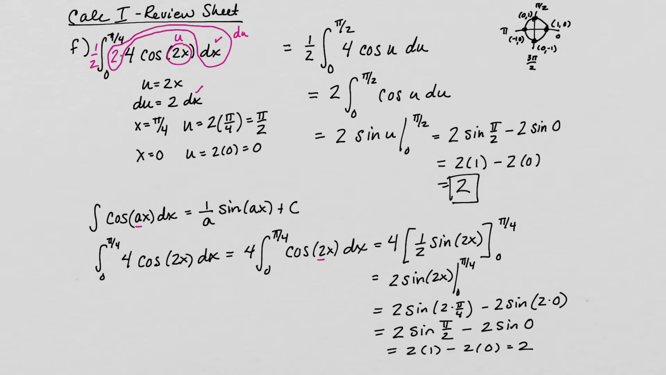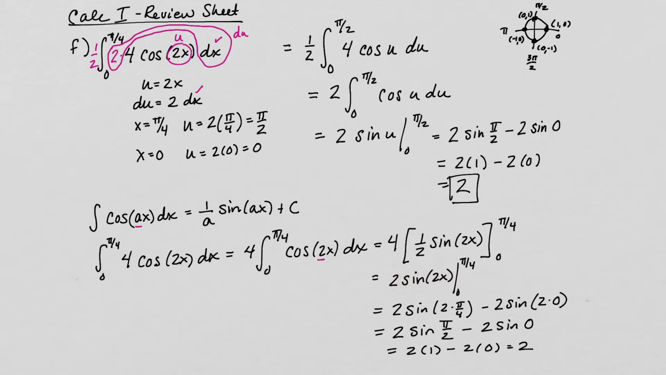So I personally use this, and I usually don't even write this step or this step. I kind of jump right from here to here, just because in my head I'm like, oh yeah, I'm going to get a 1/2 out, and 1/2 times 4 is 2. So I just go right from here to here.